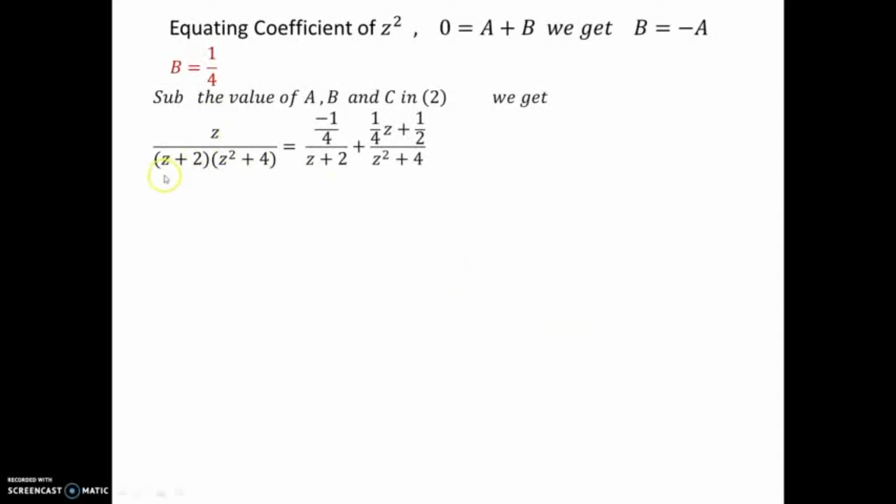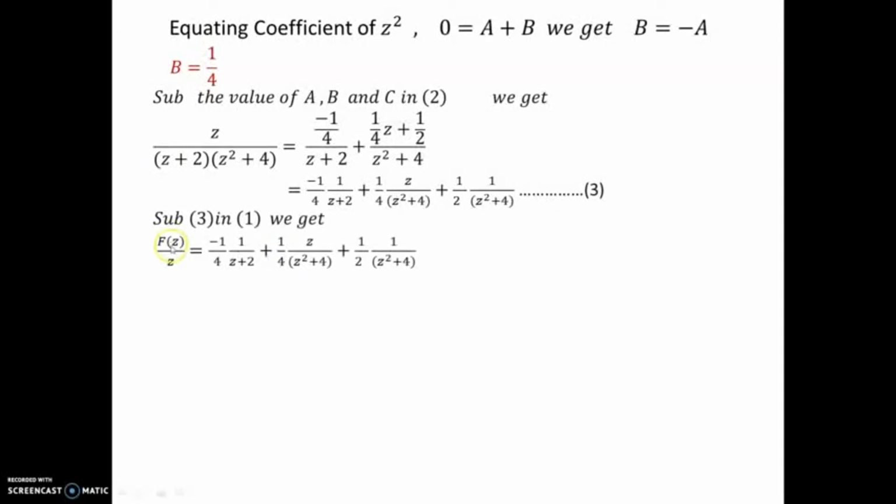So we get z by (z plus 2)(z squared plus 4) equal to minus 1 by 4 into 1 divided by (z plus 2) plus 1 by 4 z plus 1 by 2 divided by z squared plus 4. Next, to separate these two terms, we get minus 1 by 4 into 1 divided by z plus 2 plus 1 by 4, numerator is z only, to separate the terms of 2, z squared plus 4 plus 1 by 2 into 1 divided by z squared plus 4. On the left hand side, this is f of z by z. So f of z by z is this equation.